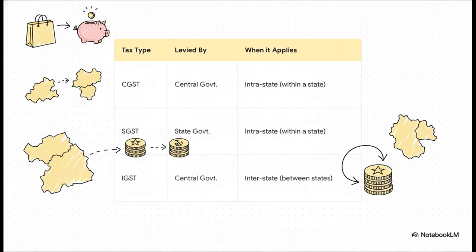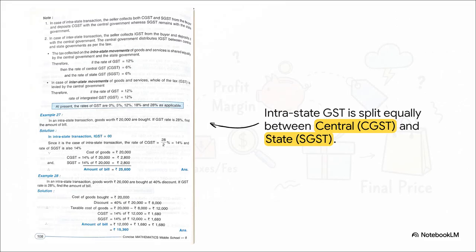But even this one tax has a few different flavors. See, if you're buying something locally, inside your own state, that tax actually gets split between the central government, that's CGST, and the state government, that's SGST. But if you buy something from another state, it's just one tax called IGST that goes straight to the central government.